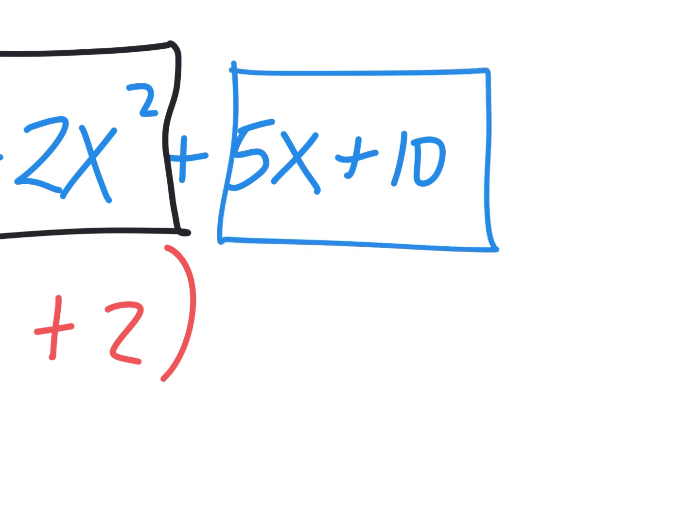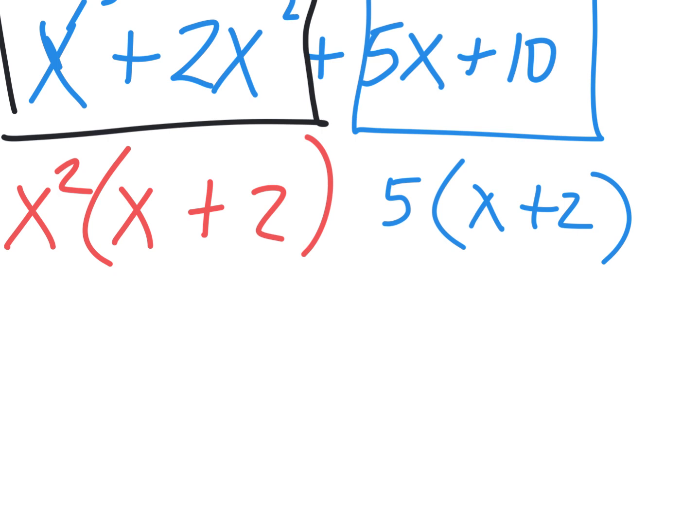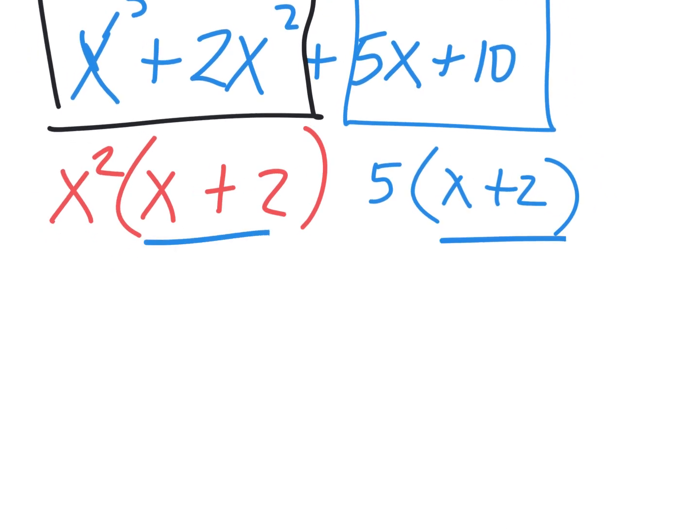What factors out of that? 5. So you take out the 5, and then what do you got left? x plus 2. Do you think it's a coincidence that we ended with the exact same thing? No, that was set up that way, and it will always be that way. So now, the cool thing is, you factor it again.